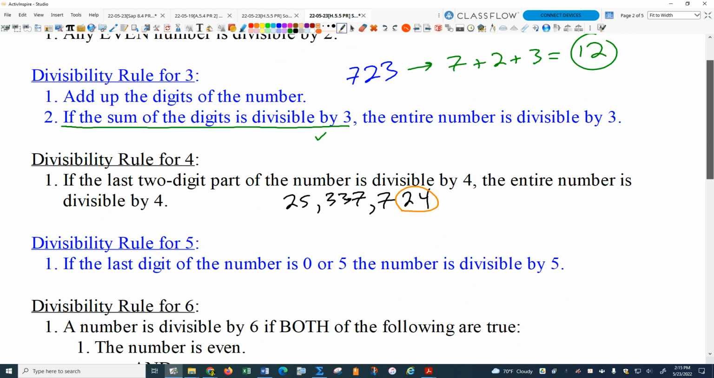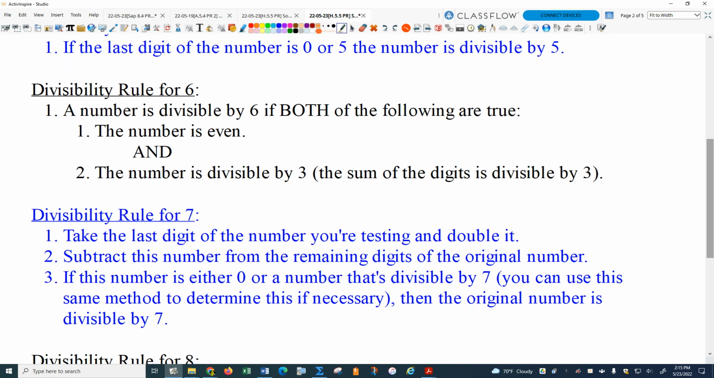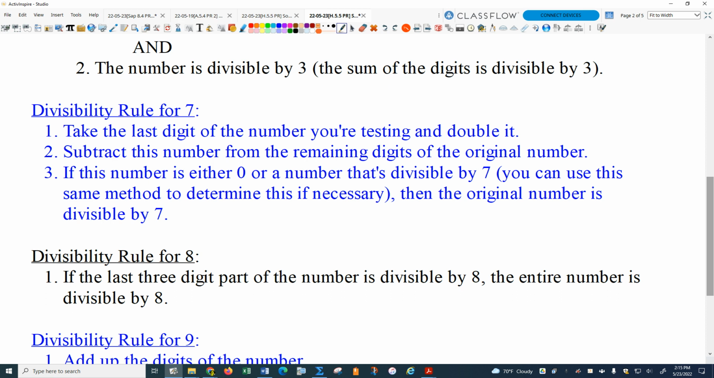6 is just a combination of the divisibility rules for 2 and 3. So it has to be even, and the sum of the digits has to be divisible by 3. 7's a weird one. Let's look at 7. So for example, if I take a number like 3192, how about?